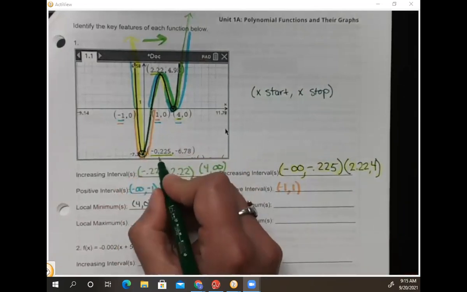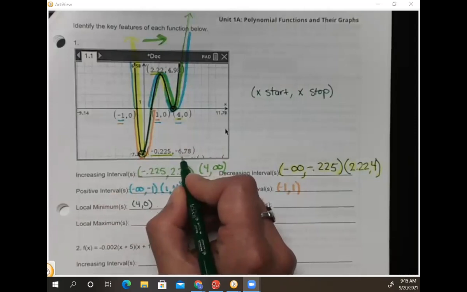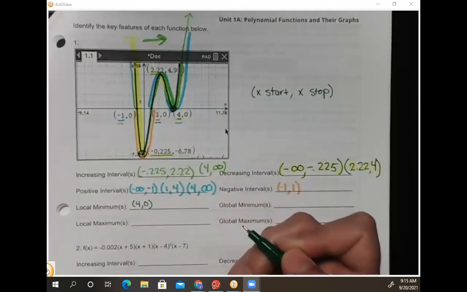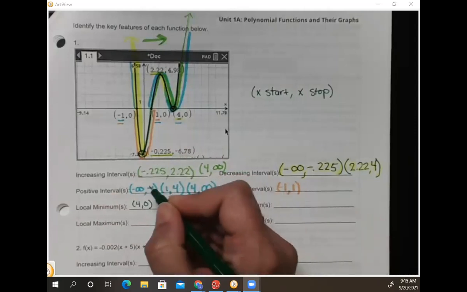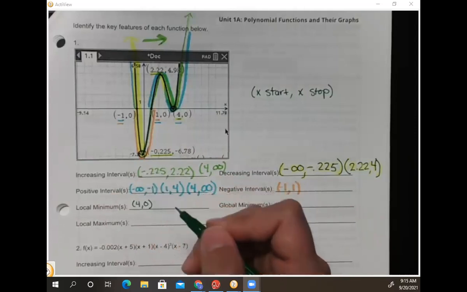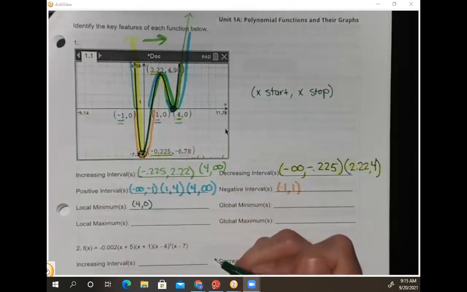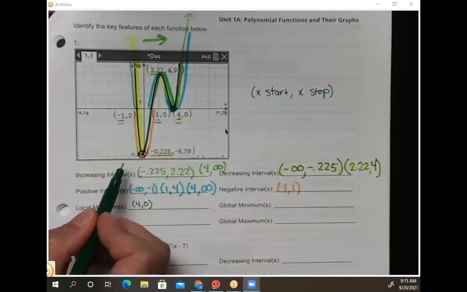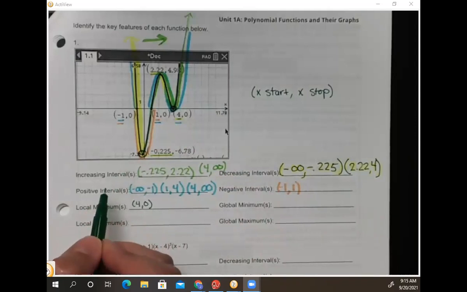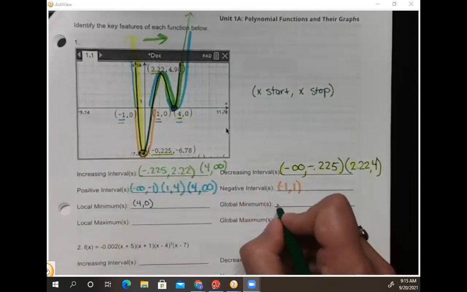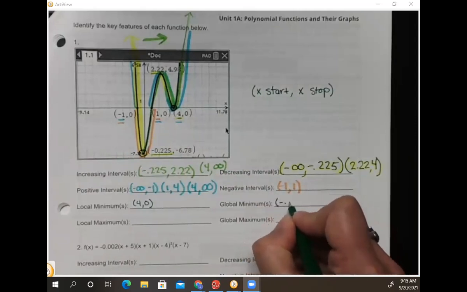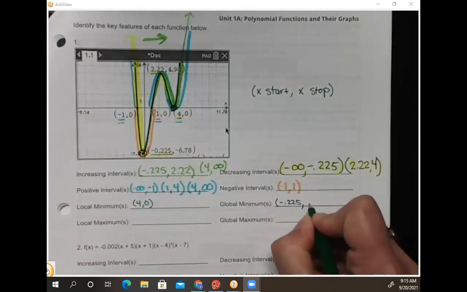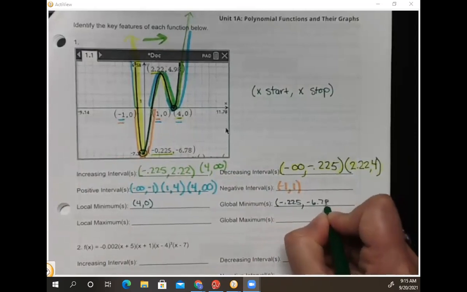This guy here, -0.225, -6.78. Yeah. Local or global? Well, when you said it, you said the very bottom point, right? Is there a point lower than this anywhere on the graph? So that makes it a global, yeah. So this is a global minimum right here. So -0.225, -6.78.